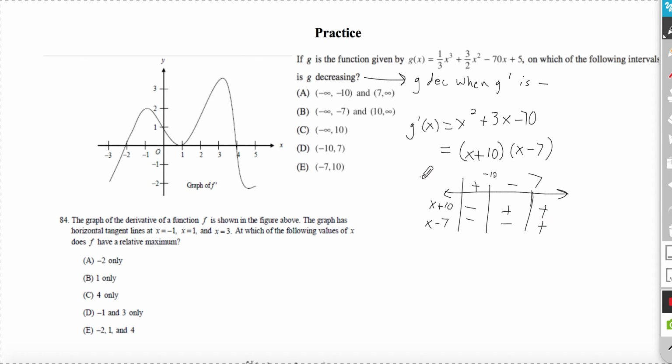Again, this is the first derivative, g prime. So this tells me my graph is increasing and then decreasing because the derivative is negative, and then increasing because my derivative is positive. So where is g decreasing? From negative 10 to 7.